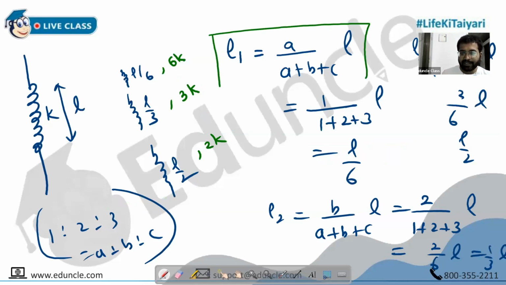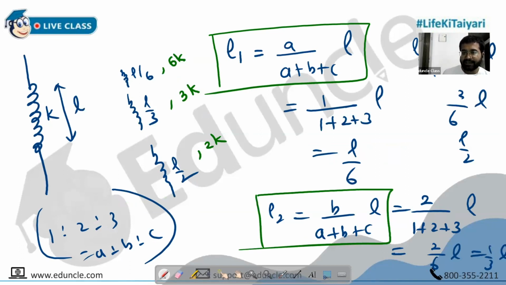So L1 is A upon A plus B plus C times L, L2 is B upon A plus B plus C times L, and L3 would be C upon A plus B plus C times L. This is also valid in those mass problems that we took in classical mechanics, where a mass explodes into 2 fragments of A and B. How did you find M1? M1 was A upon A plus B into total mass. How did you find M2? It was B upon A plus B into total mass. So we have very identical stuff in classical mechanics too.